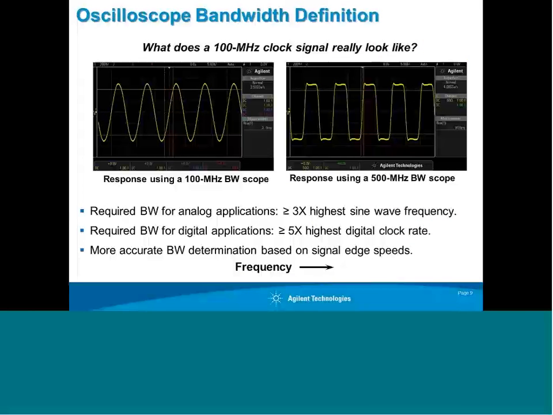So what is the right bandwidth to select? Here we show an example of two different bandwidth scopes. The scope on the left is a 100 megahertz bandwidth scope. The scope on the right is a 500 megahertz bandwidth scope. The input signal is the same on both of these scopes, in which case it's just a 100 megahertz clock signal. Now you can see two very different responses on the same signal, and the only difference is the bandwidth of the scope.